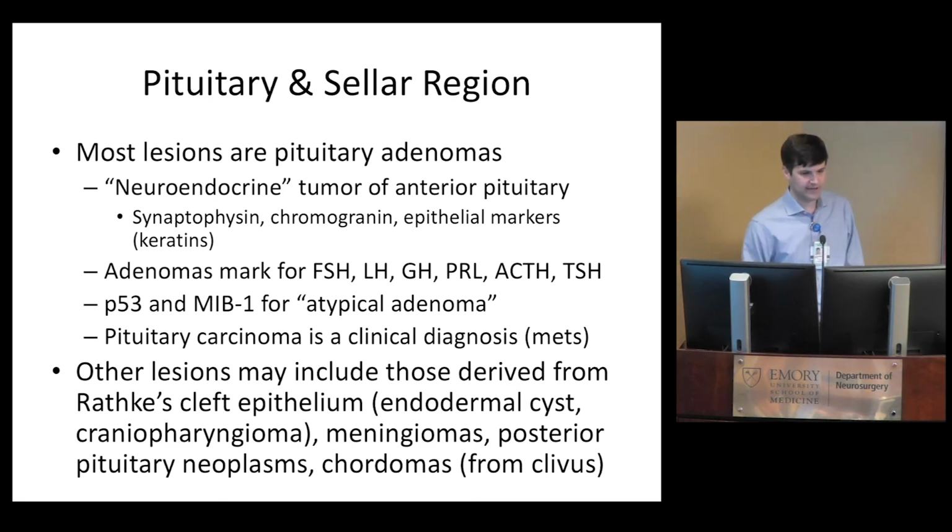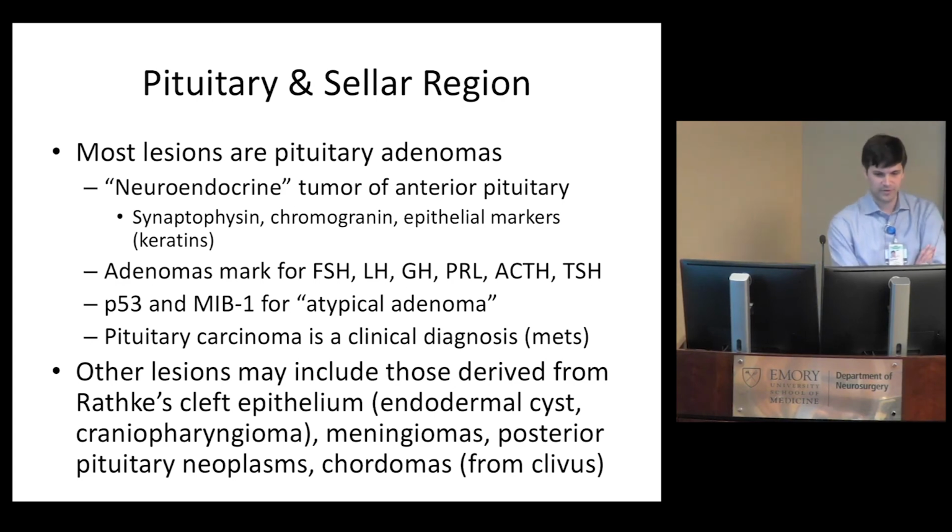So pituitary lesions, all right? The pituitary and the sellar lesion, most tumors in this area are pituitary adenomas. This is something that we're very familiar with at this institution, and we do a fair amount of workup on our pituitary adenomas. So what is a pituitary adenoma? It's a neuroendocrine tumor of the anterior pituitary gland. All right, so neuroendocrine means it'll have salt and pepper chromatin, and it'll express synaptophysin and chromogranin, and then it'll also show some epithelial markers, keratins.